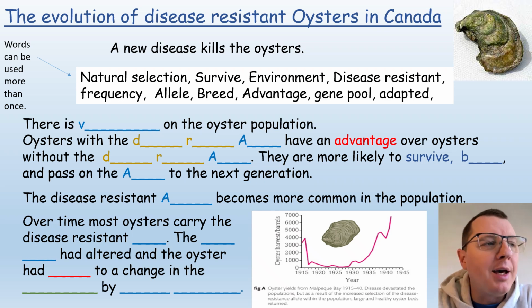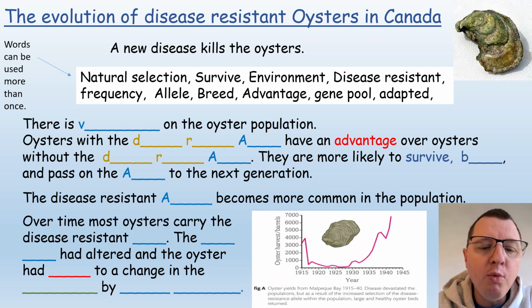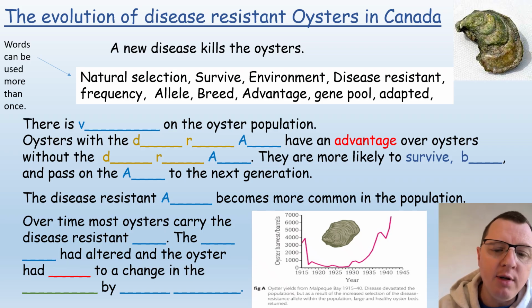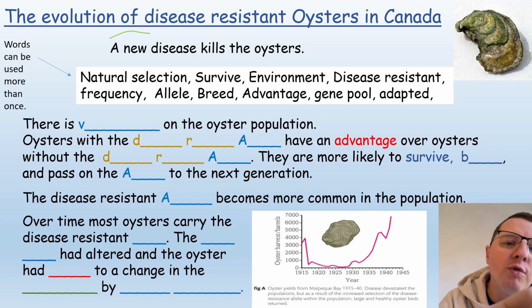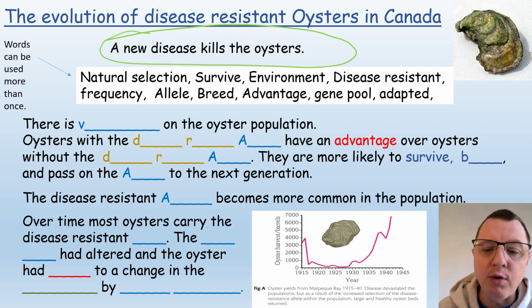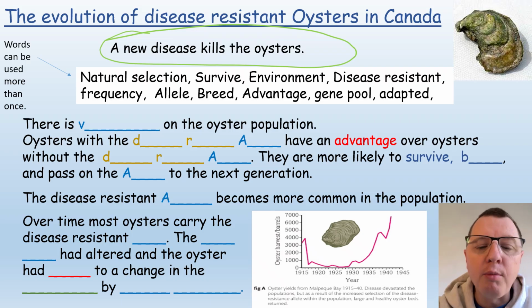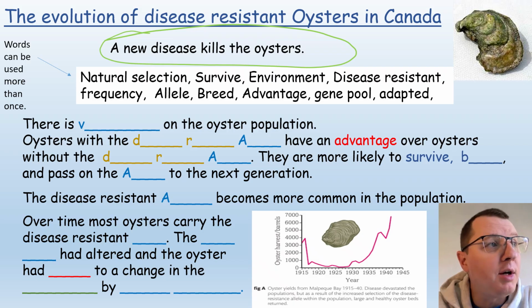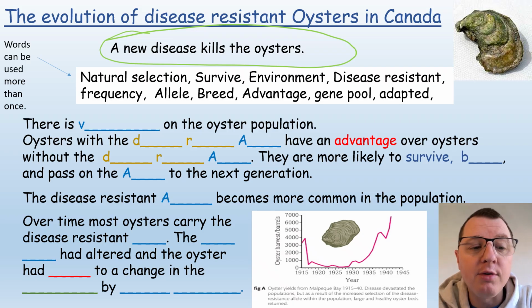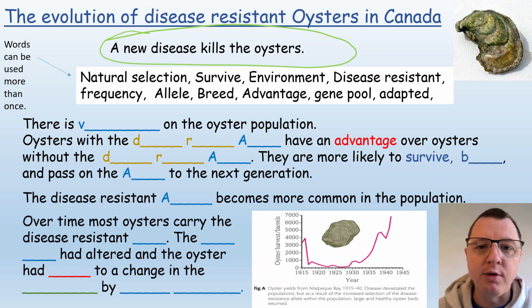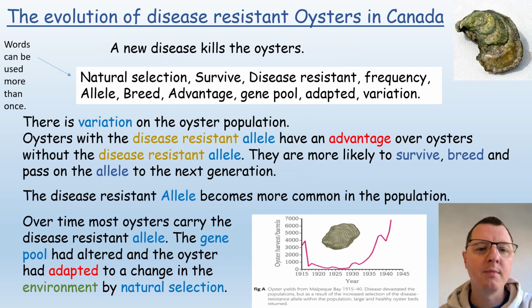We have to think again about that paragraph. We always begin with the environmental change, which in this case was the new disease that killed the oysters. And we're going to find the same words in this paragraph. So pause the video now, write this down and see whether you can answer this question correctly to collect all 6 marks. How had natural selection allowed the oyster population to survive?